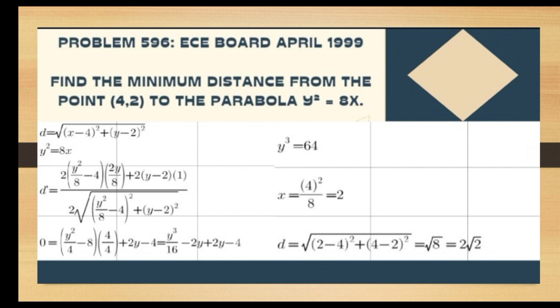So we have the problem here. Find the minimum distance from the point (4, 2) to the parabola y squared equals 8x.